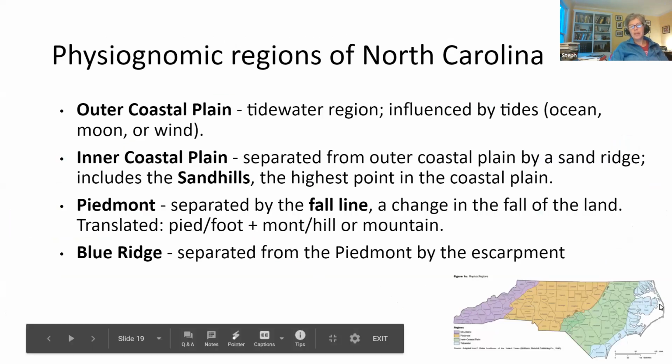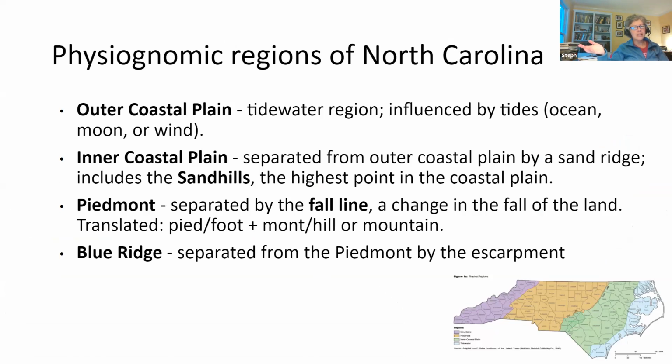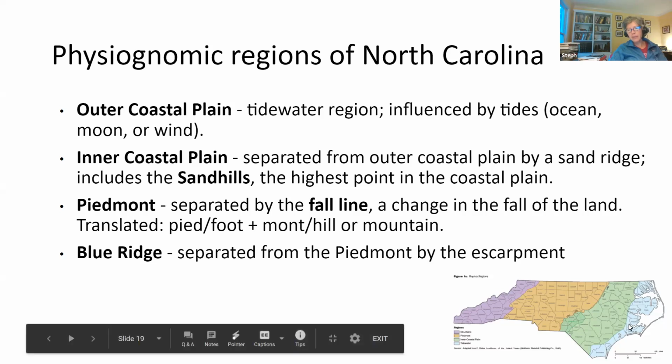So the outer coastal plain, right, this blue area is the tidewater region. This is any area that's influenced by tide. That does not have to be an ocean tide. That can be a moon tide or a wind tide. So remember in the last couple of hurricanes, we've had examples of hurricanes that had wind tides that flooded pretty far inland communities like New Bern, right? That's still considered part of the tidewater area. And if you look at this map, New Bern is still in that blue.